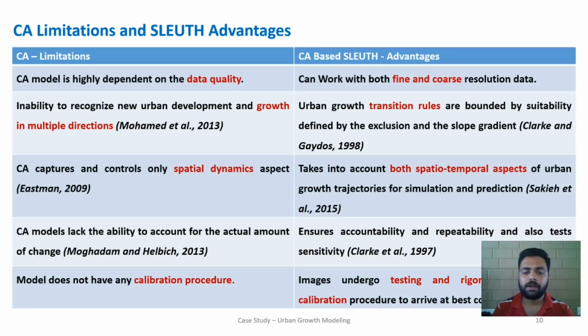If you compare traditional cellular automata modeling and SLEUTH, SLEUTH has of course overcome the limitations of cellular automata. For example, the CA model is highly dependent on data quality. However, SLEUTH works well with both fine resolution and coarse resolution data sets. And in cellular automata, growth in multiple directions cannot be recognized with ease. But in SLEUTH, the transition rules take care of all types of growth, and it can identify multiple direction growth, and the transition rules are bounded by suitability defined by exclusion and by the slope gradient. This we will understand when we go to the demo.